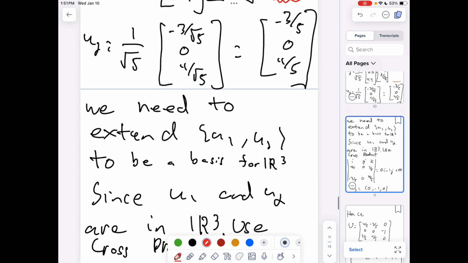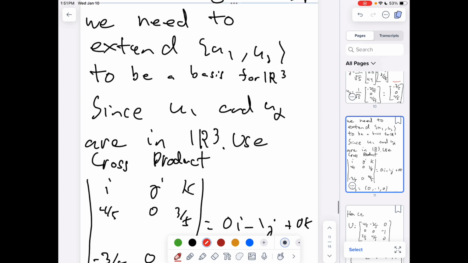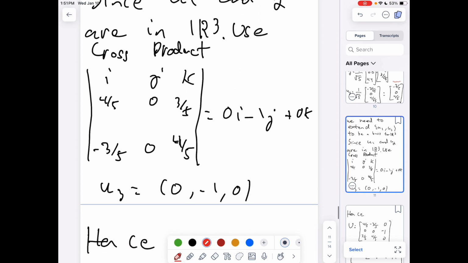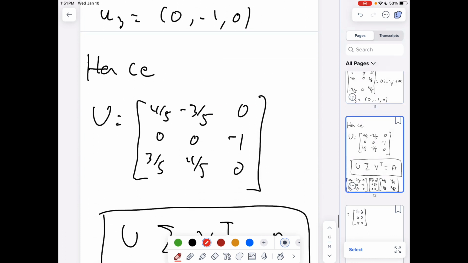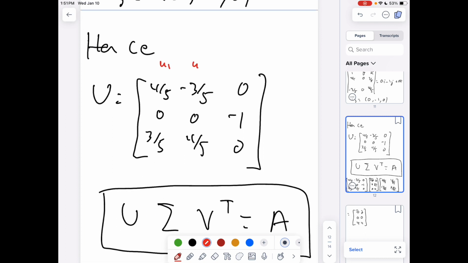However, here's the issue. We need to extend this to be a basis for R3. Since U1 and U2 are in R3, we can use a cross product. You always need to have your vectors form a basis for whatever space, and sometimes you don't have enough vectors, like in this case. So I need one more vector, and I can do that by doing a cross product, because the cross product would be linearly independent to these vectors, which are already linearly independent within themselves. And you just form U by taking each of those columns you got, U1, U2, and then the cross product right here. And that would be your U.